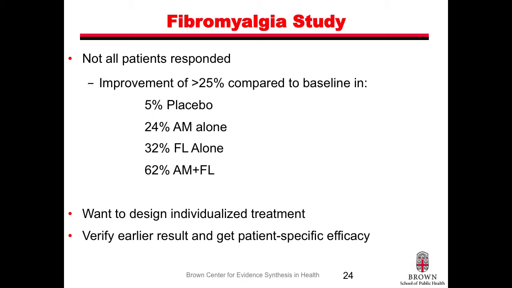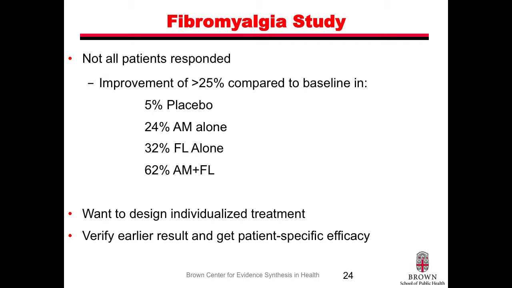So in the original study, not all the patients responded. One of the things we were interested in is who would actually respond. So if we looked at improvement of 25%, the original study was a crossover where there were 4 treatments, so each patient received each treatment once. And so 5% of the patients improved on the placebo treatment period, 24% on the amitriptyline alone, 32% on the fluoxetine, 62% on the combo.